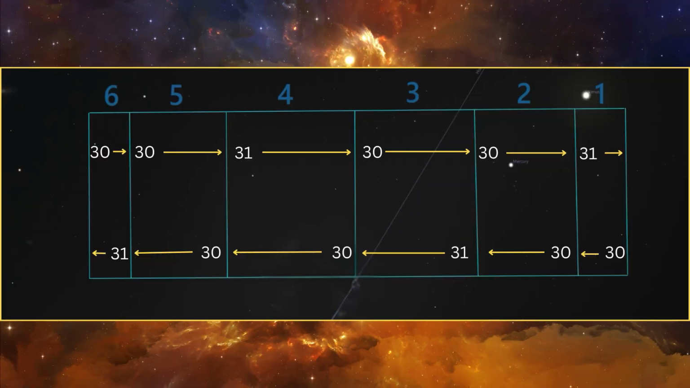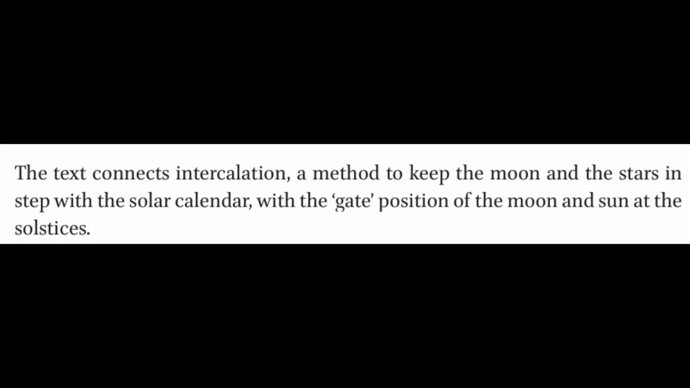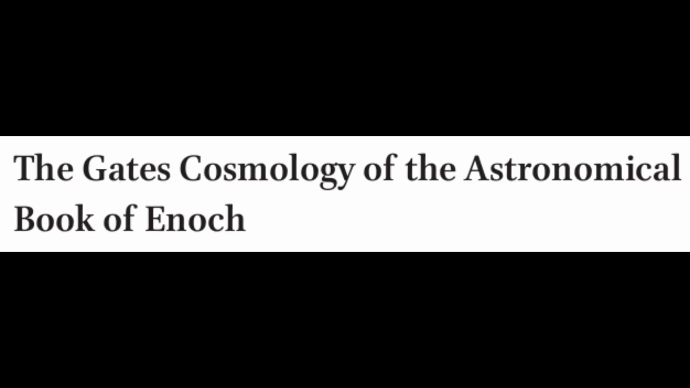Another work, Zodiac Calendars in the Dead Sea Scrolls and Their Reception, by Helen Jacobus, also strongly supports the idea that the solstices are linked to specific positions within the gates. Based on my own research, I found these solstice points to align with the edges of the gates described in Enoch. However, I would personally disagree with the idea that the moon aligns with these same gate positions each year, as my findings don't support this conclusion. We'll revisit the previous article for a few more gems after I break down how the gate counting method works.